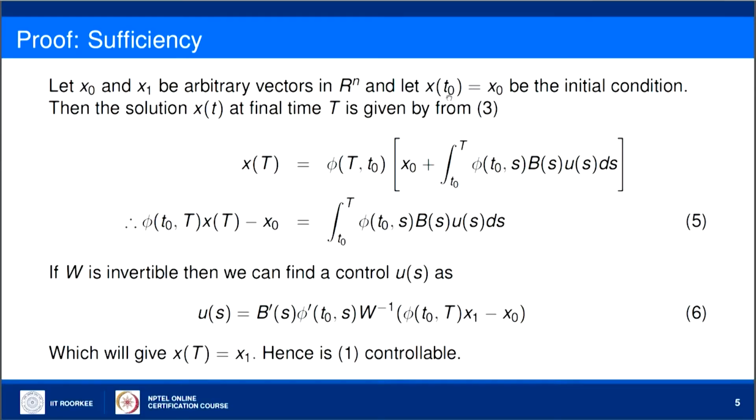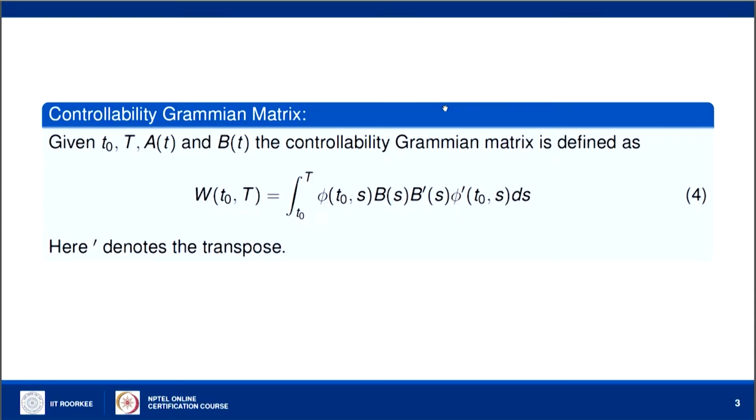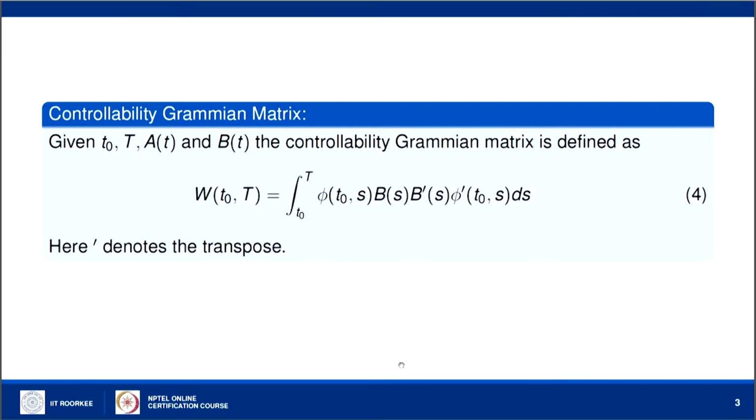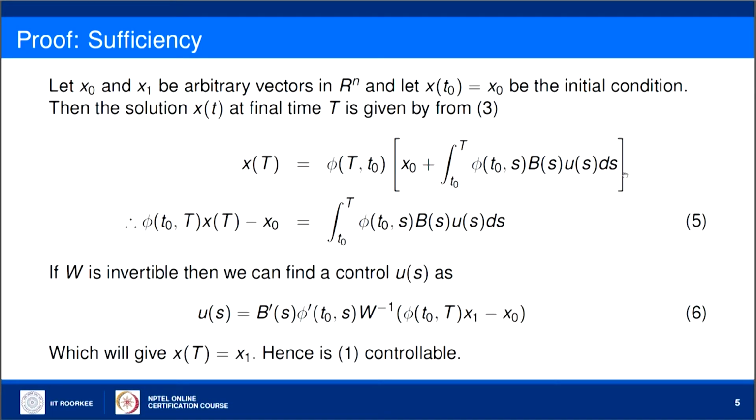If it is non-singular, then the system is controllable. The proof is like this: the initial condition is x(t naught) equal to x naught, and the solution is written in the form x. In the earlier slide we have written the solution in the form of 3. Now, if you substitute t equal to capital T, we will get the final position of the system. So, x of capital T is written in the form given here. Now, because phi is invertible, this can be taken to the other side, we get phi t naught T into x of capital T, and take this x naught to the left hand side, we will get equation 5.